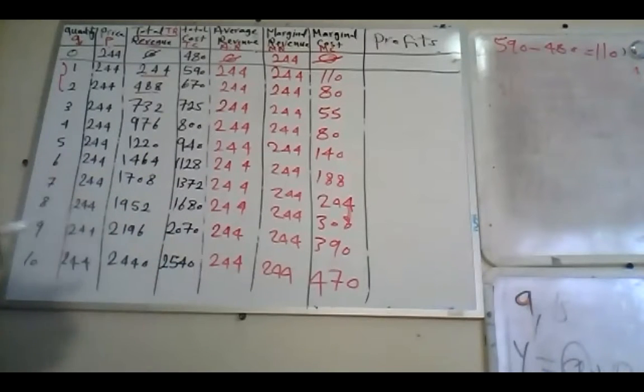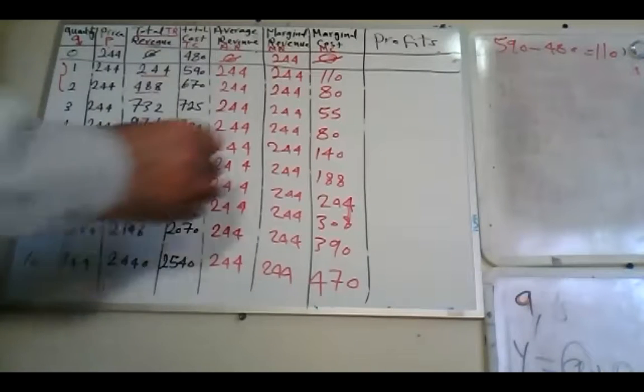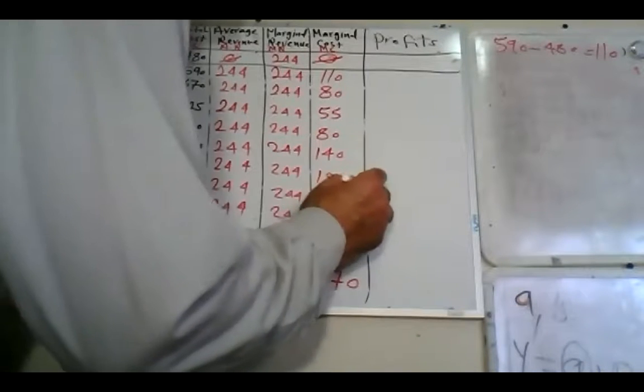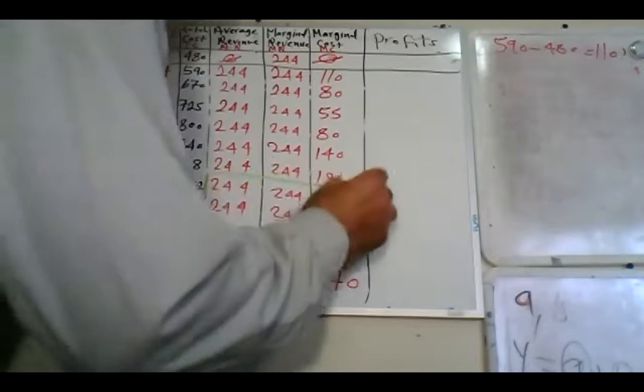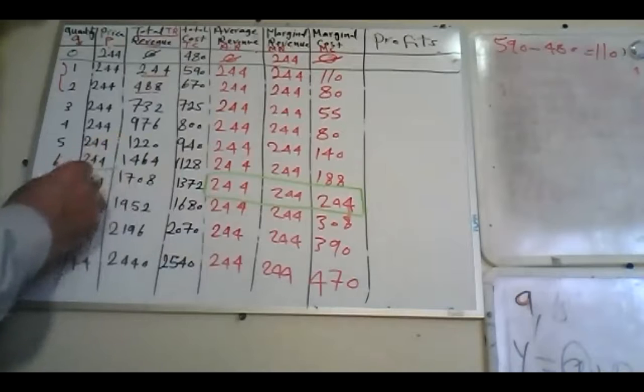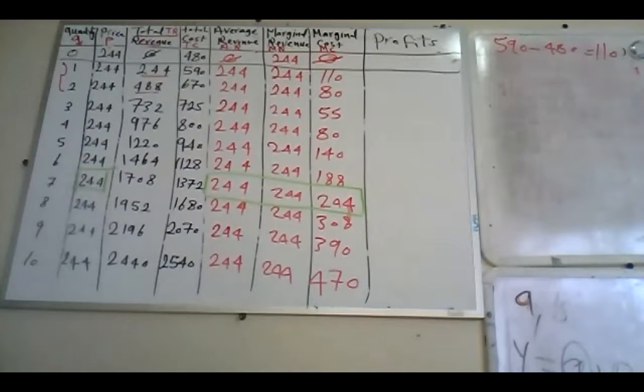Okay, so we have here 244, we have it here, and the price of selling is 244 as well. So this achieves the balance term in the perfect market.